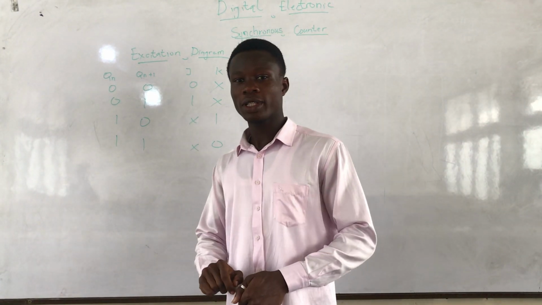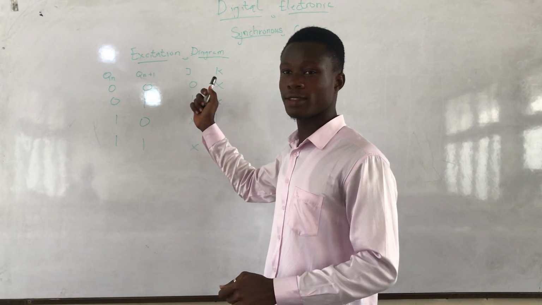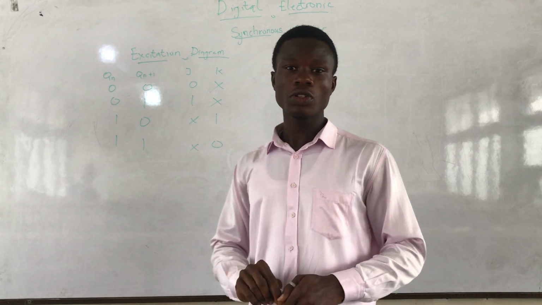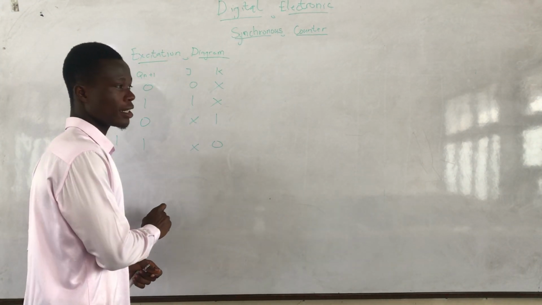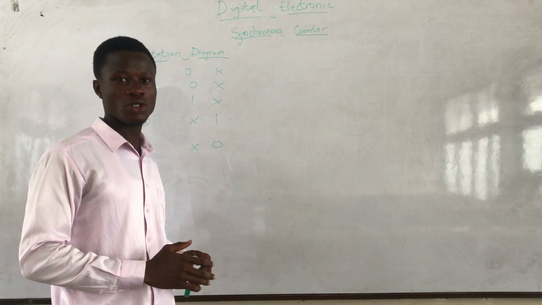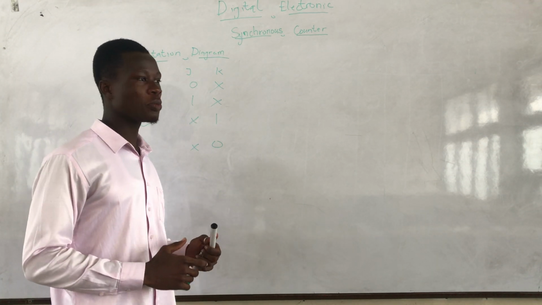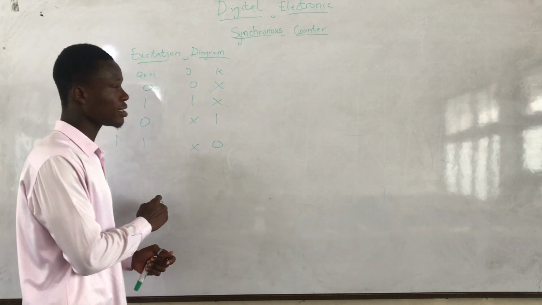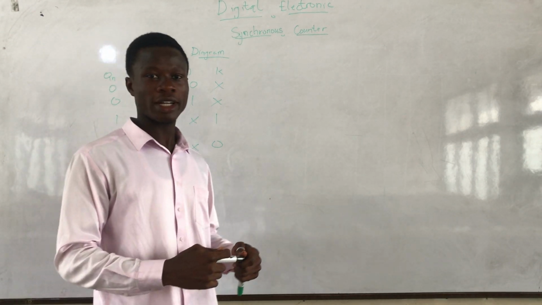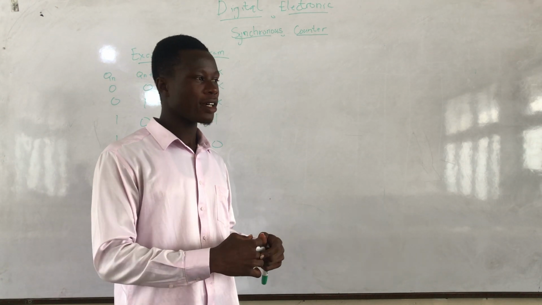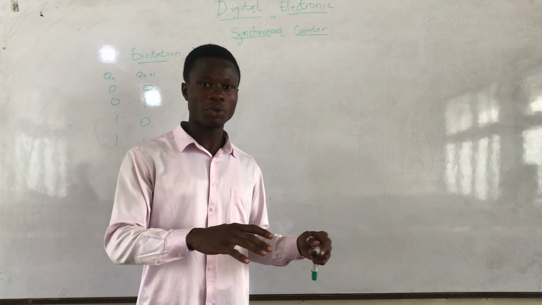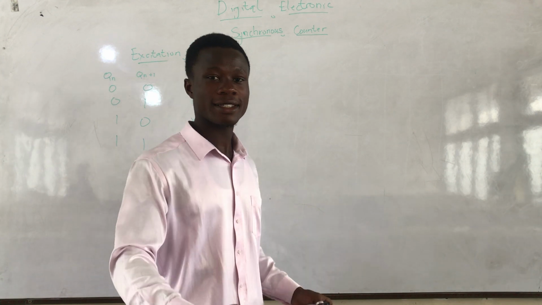In the previous tutorial, we learned how to draw excitation diagrams. In this tutorial, we are going to use this excitation diagram to draw a series of sequence. In production, we use this excitation diagram to develop a series or sequence that a factory can use in production. So it's like a system.